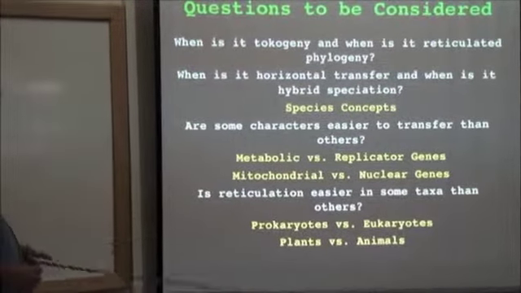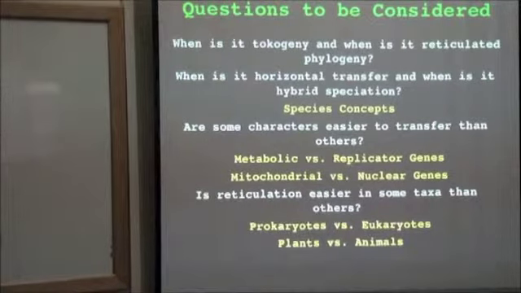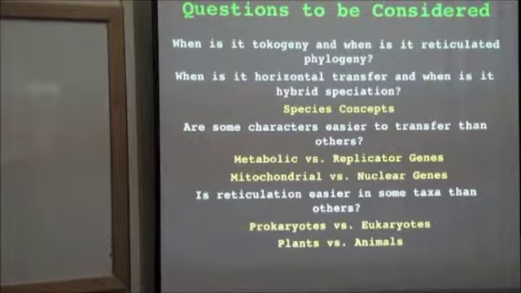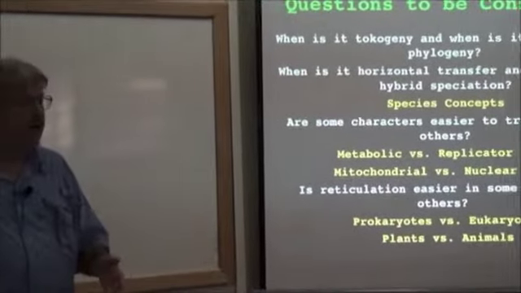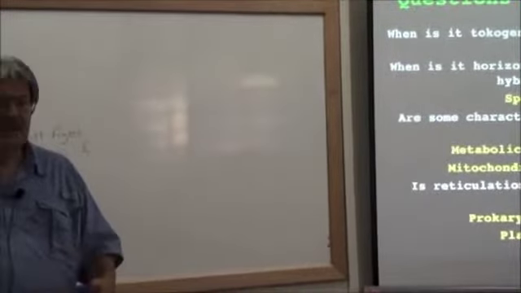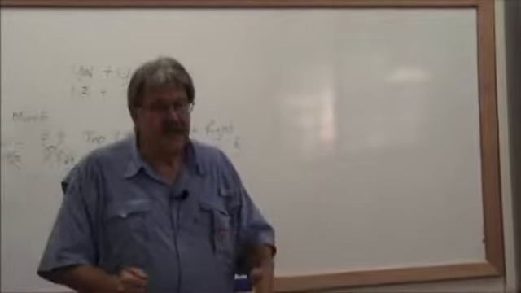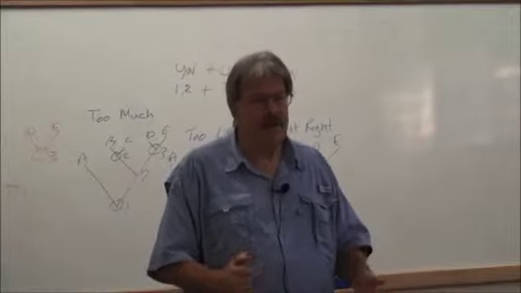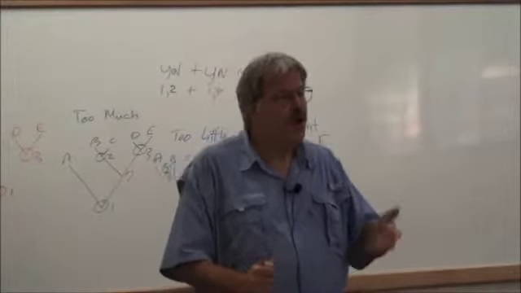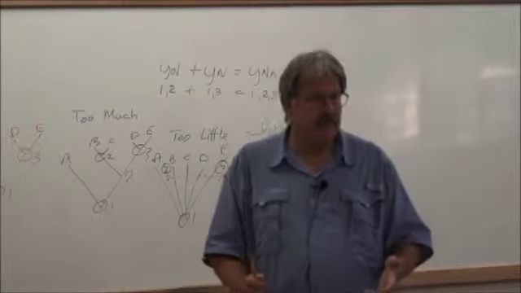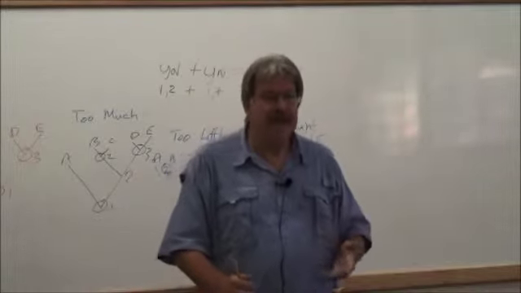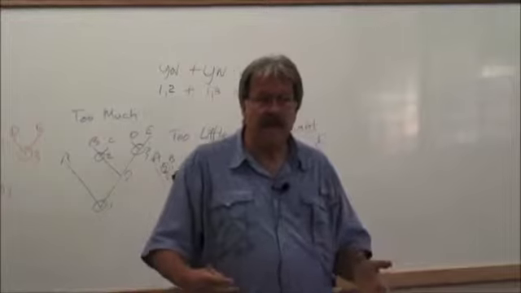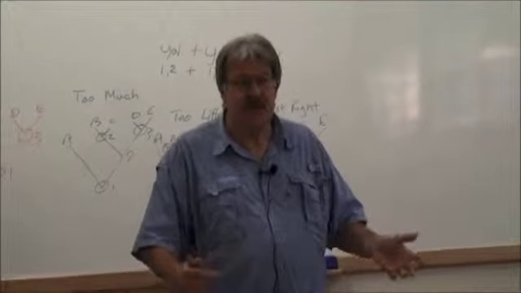Metabolic and replicator treatment. Now, are there some groups, and everybody already knows the answer to this. Are there some groups where hybridization, hybrid speciation, is easier, more common than in other groups? And if that's true, what allows that? Why is it that some groups show high degrees of hybrid speciation, other groups don't show anything?